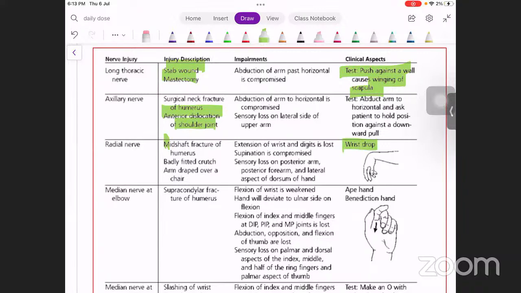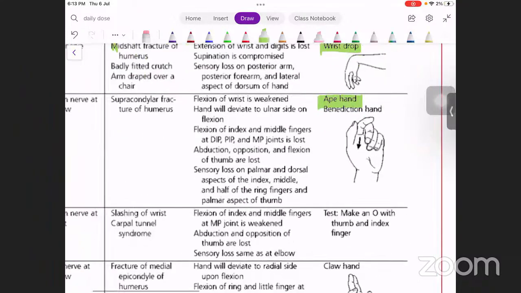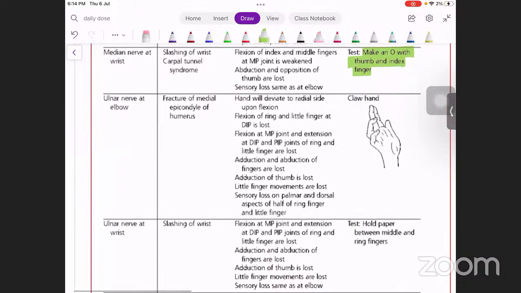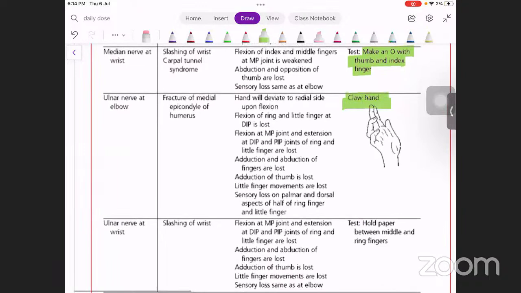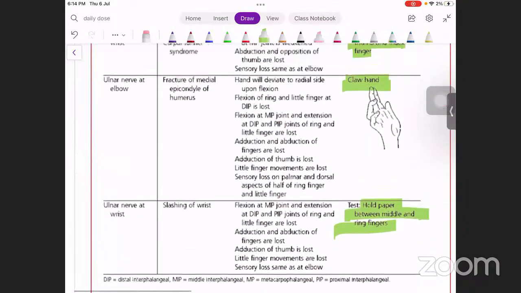And in median nerve, you see the ape hand deformity or ape thumb deformity. Median nerve at the wrist: the patient cannot make an O with the thumb and index finger. Ulnar nerve at the elbow, you may see the claw hand. Ulnar nerve at the wrist, the patient cannot hold paper between the middle and ring fingers. And these are the important nerve injuries, people.